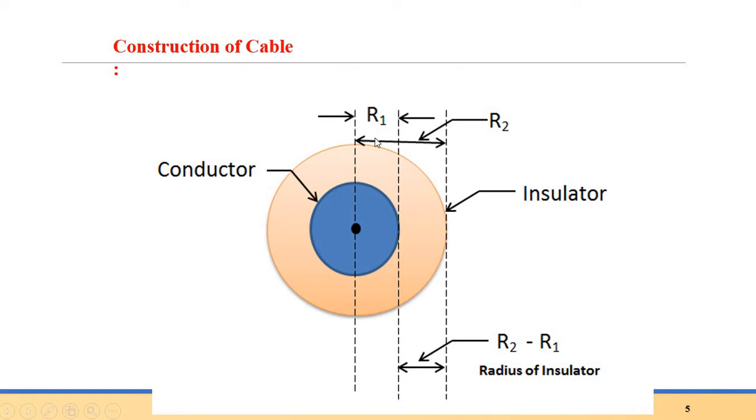R1 is the radius of the conductor, and R2 is the radius of the cable over the entire conductor and insulation. And what is the radius of the insulator? It is R2 minus R1. So the total R2 minus this R1, the rest is the R2 minus R1, that is the radius of the insulator.